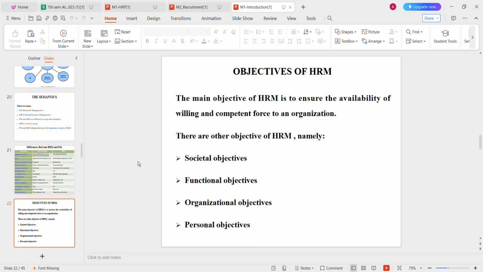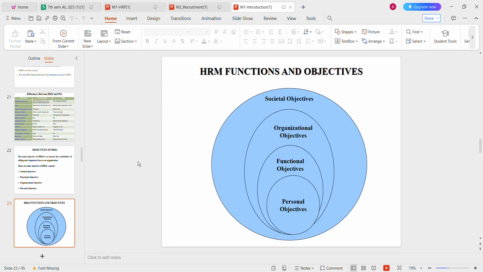The next is the main objectives of HRM. So what is the main motto? What is it trying to say? That's important. So first, personal objectives, organizational objectives, functional objectives, and next is the social objectives. This is the beautiful diagram which says about the objectives as well as the functions of HRM. Okay.